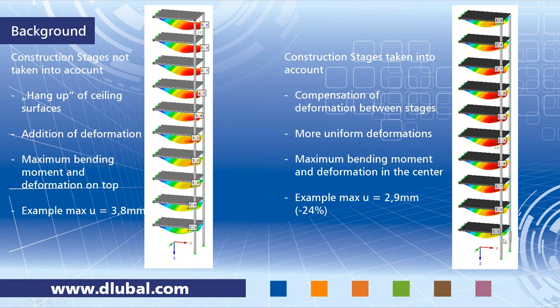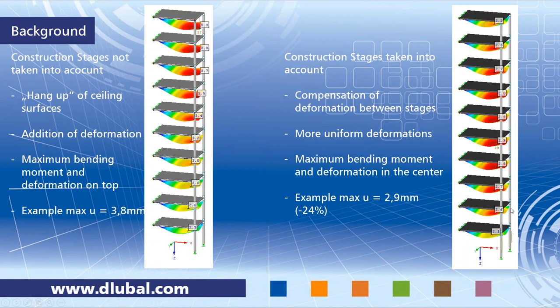I modeled these construction stages like this. We have a first stage for the first story, and then the second stage for the next one, and so on. And what happens in our stages module is that the deformation of every stage, that means the local deformation of the outer columns, is compensated between the construction stages.